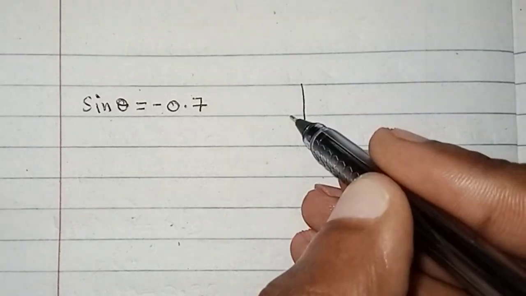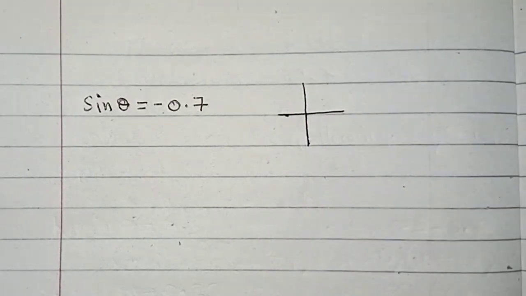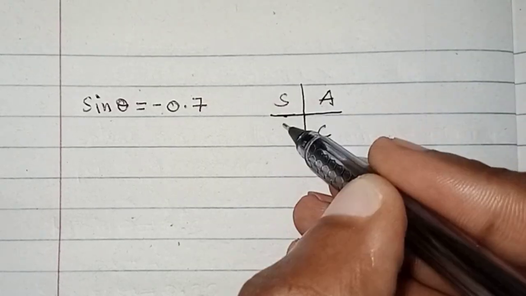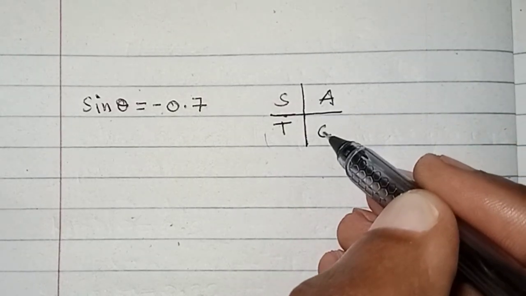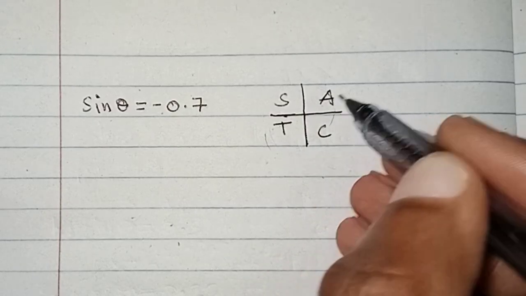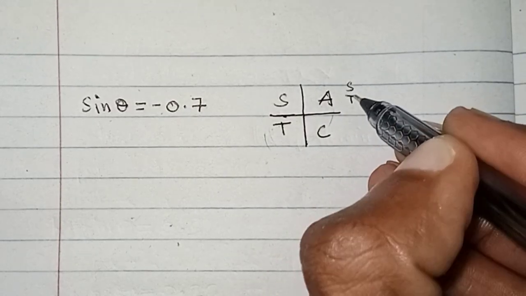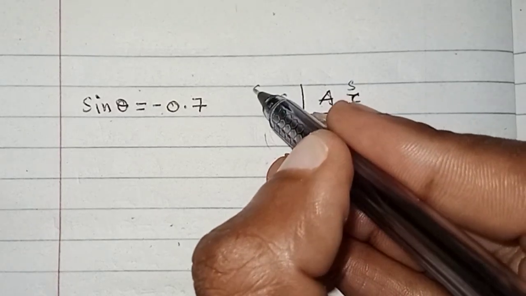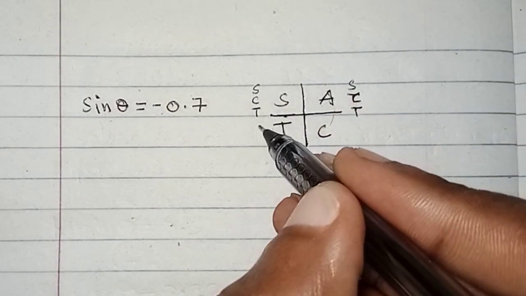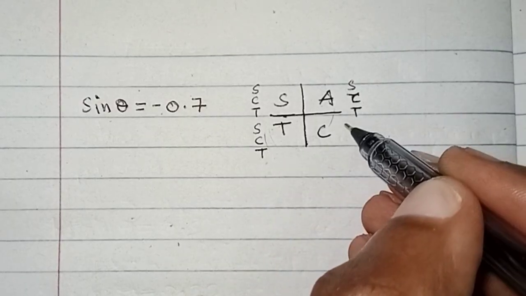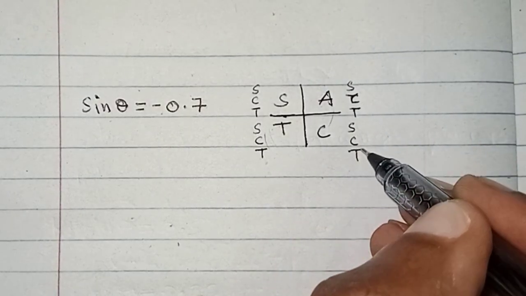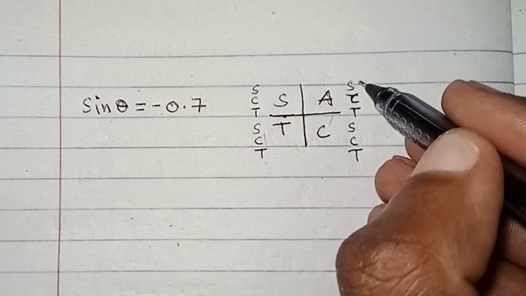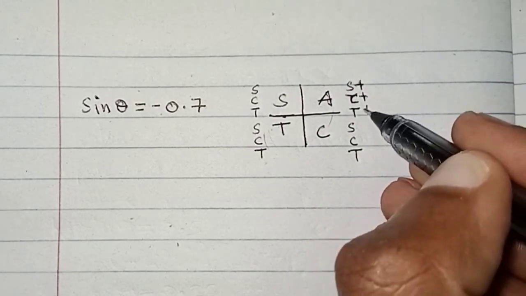We put up the quadrants like that. In it, we write C, A, S, T, reading in the anticlockwise direction, CAST. In the first quadrant, we put the three trigonometric ratios: sine, cosine, and tangent. This A means all are positive. So all three trigonometric ratios in the first quadrant are positive.